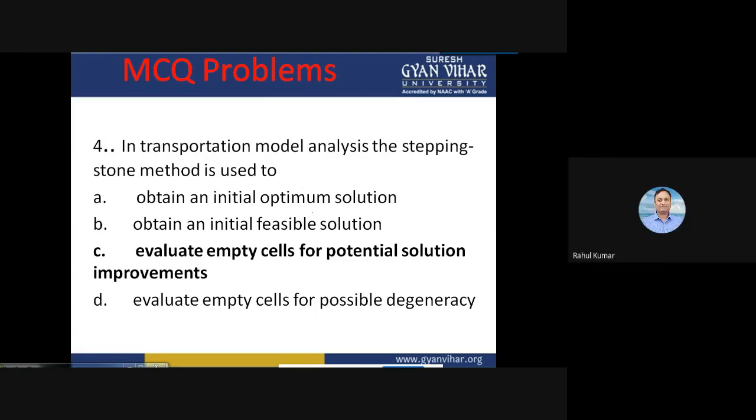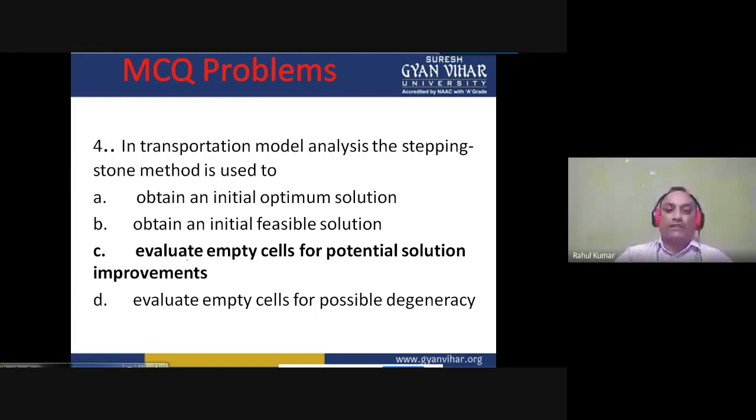First is obtain an initial optimal solution. Evaluate empty cells for potential solution improvement. This is the right answer for this question, right? Then move to the next question.